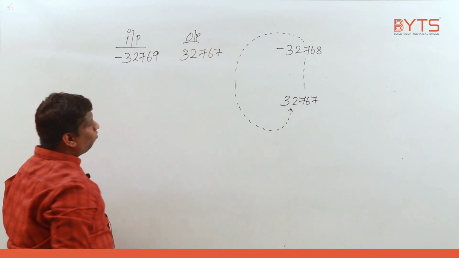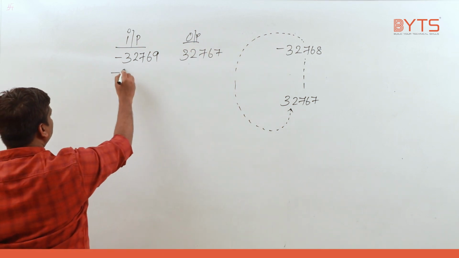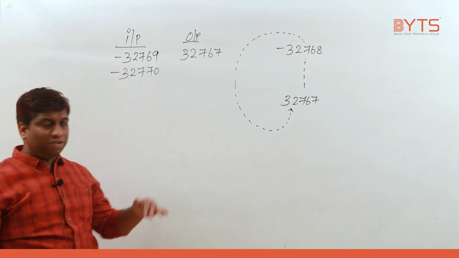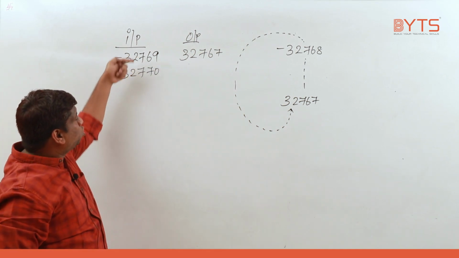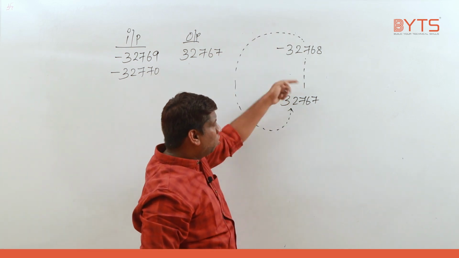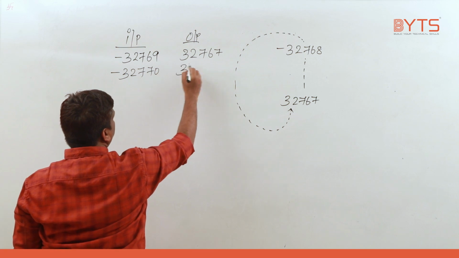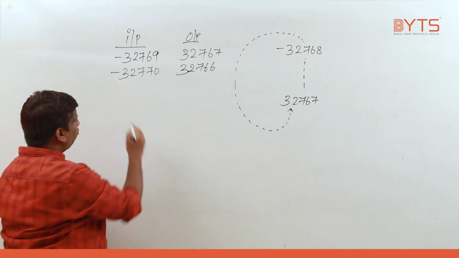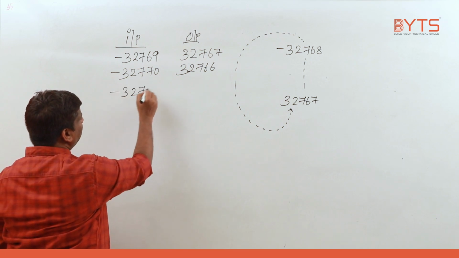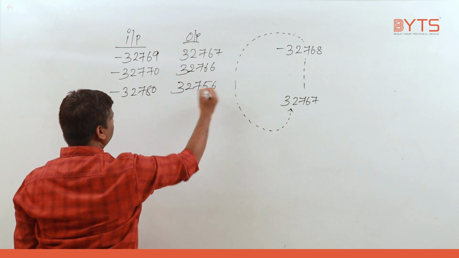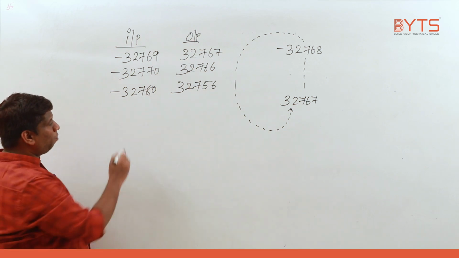32767. For example, if the programmer is writing minus 32770, minus 32770 is also not within the range, and it is 2 times less than the range. So 1 time, 2 times you need to come. 32766. For example, if you are writing minus 32780, we are very clear what value it will be: 32756.